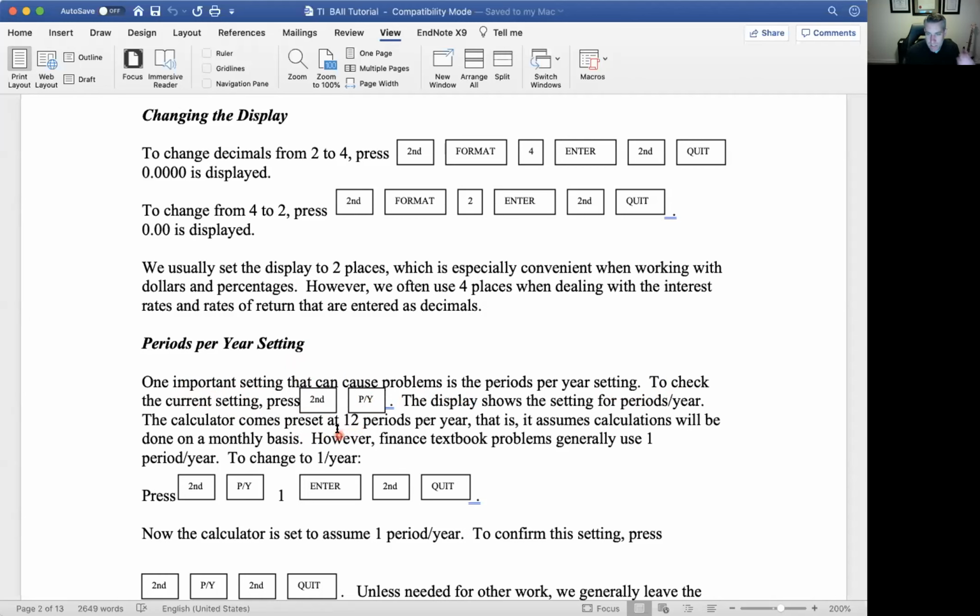And this will make more sense, or maybe as you've done your different practice problems already, maybe you've needed to change that. But in order to change it to 1 period per year, you're going to press the second button, then you're going to press P over Y, you're going to hit the number 1, you're going to hit enter, then hit second and quit. Okay, once you've done that, I want you to try hitting second and P over Y again to make sure it says 1.